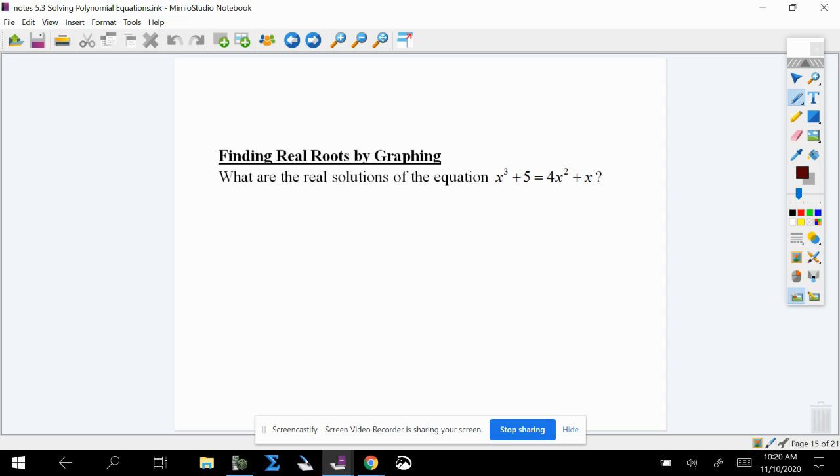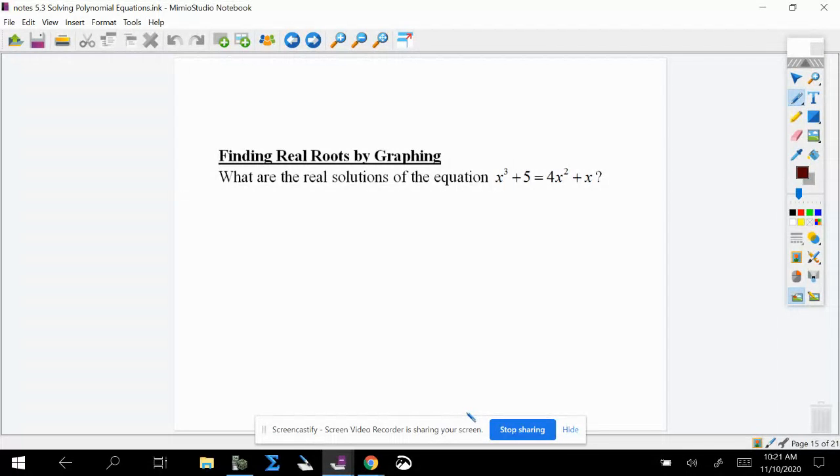The last part of 5.3 is focusing more on technology usage than doing things by hand. So we've talked a lot about how when we are solving polynomials, the answers that we are finding are those places where the graph crosses the x-axis. We're finding those solutions that we visually can see. Any type of real solutions, there will be a visual evidence of what's going on.